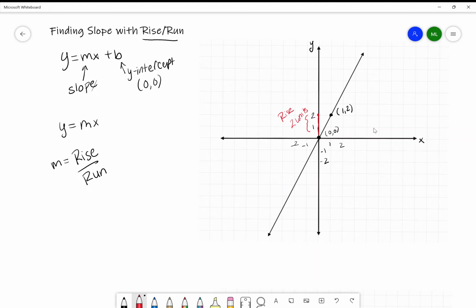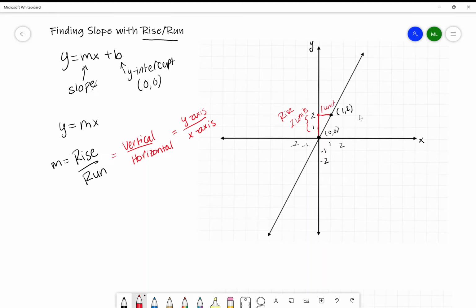So let's go to the right. Here's our run. So run is going horizontal, rise is vertical. Rise is the vertical change, and our run is the horizontal change, basically meaning that the vertical is the y-axis change, and the horizontal is the x-axis change. Right? So now let's go back to our run over here. From 2, it goes to the right only 1 unit. So it ran 1 unit.